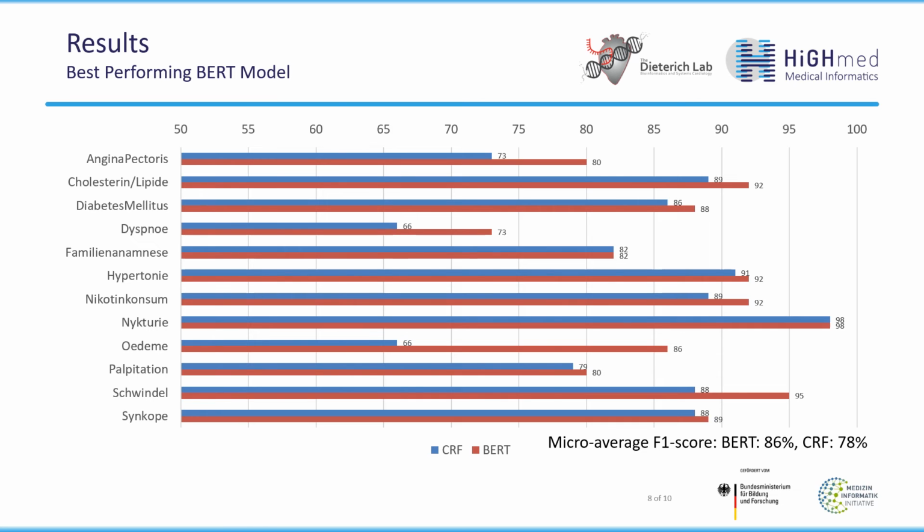Looking at our results for cardiovascular concept extraction, we can observe that the BIRD approach outperforms the baseline over most classes. This is especially true for the classes angina pectoris, dyspnea, edema, and schwindel. Having a closer look at the angina pectoris, dyspnea, and edema classes, we see in the annotations very long sequences in the dataset, making it a huge challenge to automatically predict these labels, which the deep learning BIRD approach manages much better than the baseline. Overall, the BIRD model achieves 86% token-wise micro-average F1 score, which is 8% better than the conditional random field.